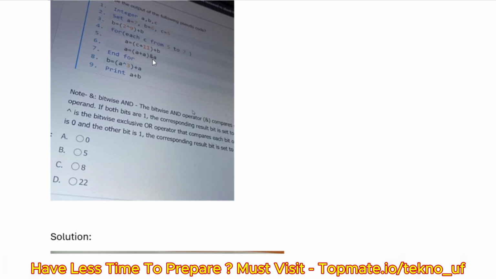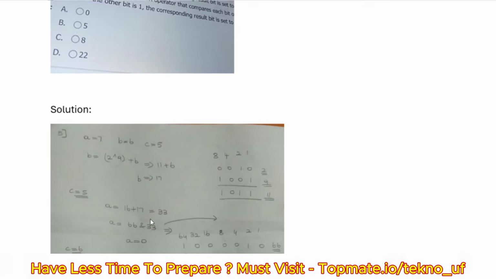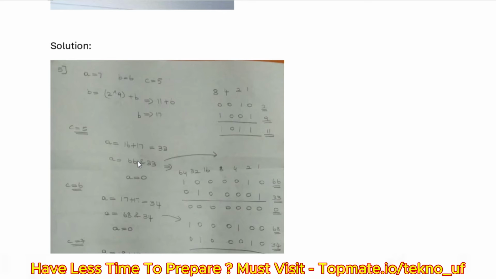A plus A and ampersand A. We need to evaluate this thing, A plus A. A plus A means 33 plus 33. It will become 66, 66 and 33. We need to evaluate this bitwise operation. The binary format for 66 will be 1, 0, 0, 0, 0, 1, 0. And the binary format for 33 will be 0, 1, 0, 0, 0, 0, 1.